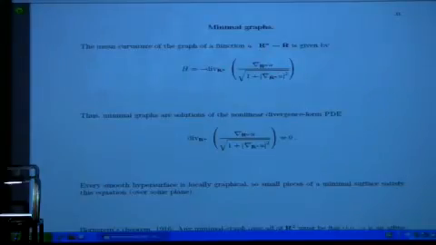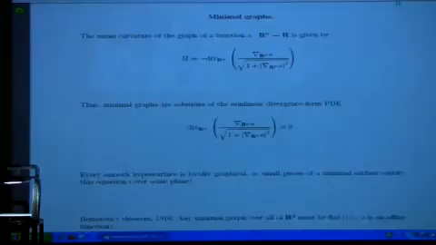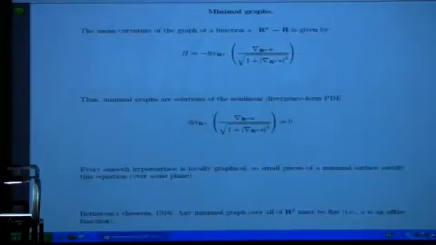Then the mean curvature of a graph, you can work out, is given by this formula: the divergence on R^n of grad u over the square root of 1 plus |grad u|^2. To be minimal means that this is 0. So this here is the minimal surface equation. This is a divergence form nonlinear PDE, well, quasi-linear PDE. And every minimal hypersurface locally satisfies this equation.